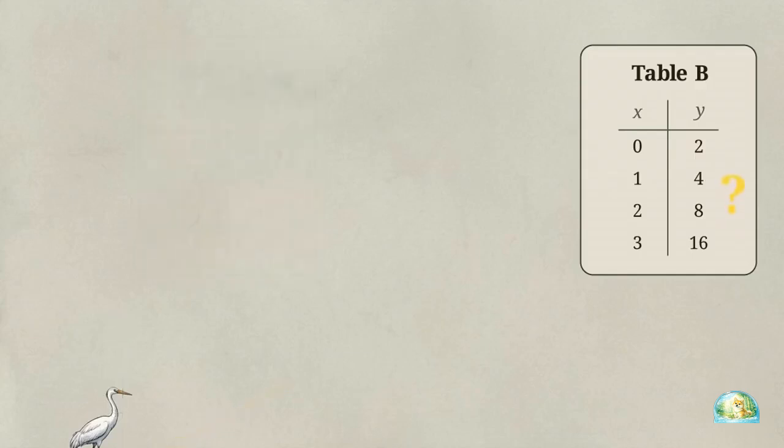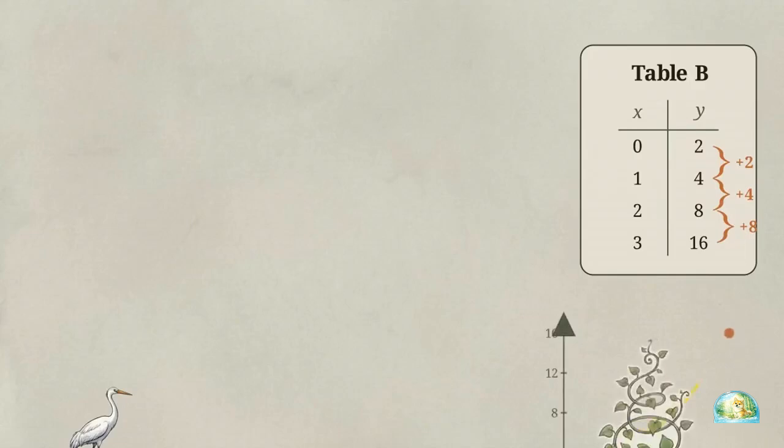Now take a look at Table B. Pause for a second and check the y values. What is the change between those steps? Here, the y values change by adding 2, then adding 4, and then adding 8. Plotted out, that forms a curve, not a line.